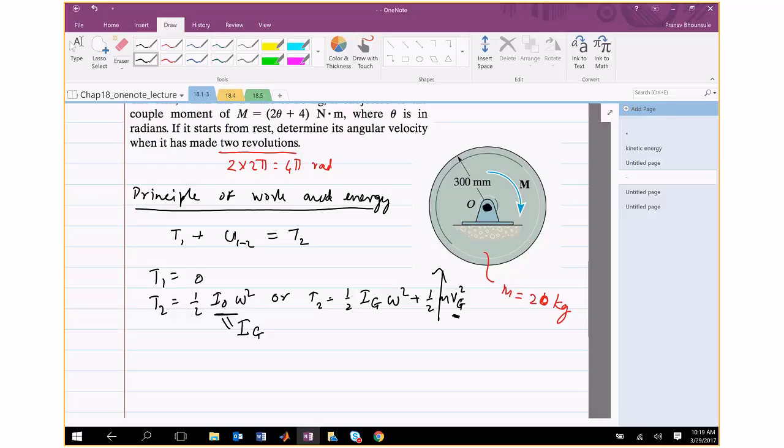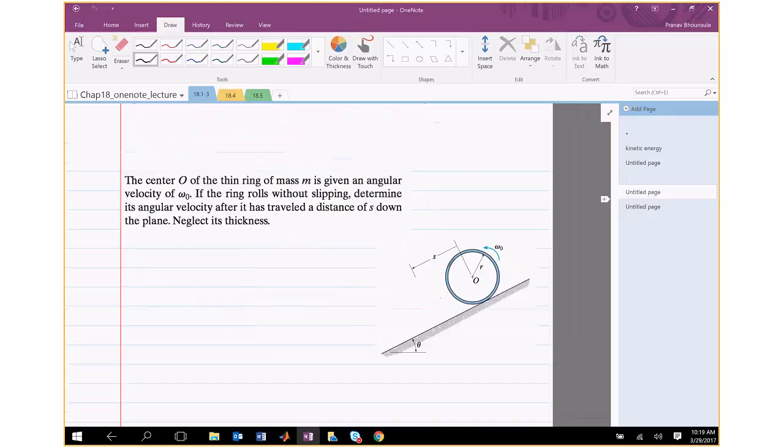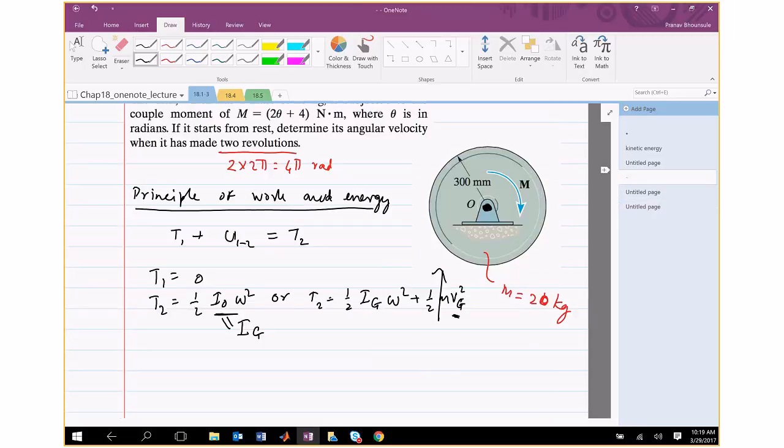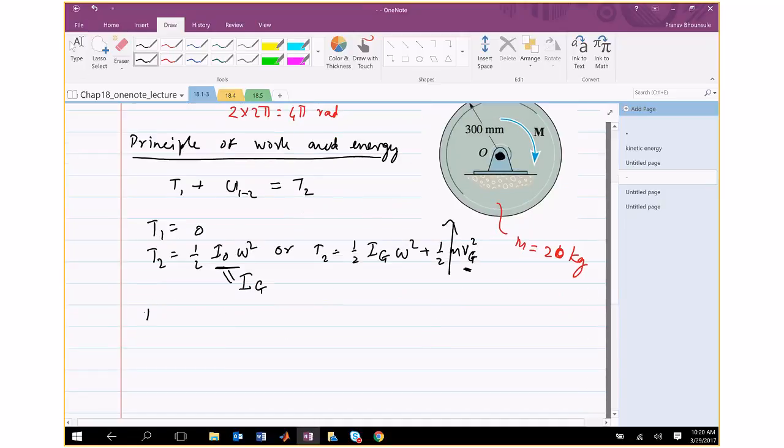But the other case is a pendulum, where you can try a pendulum problem and see that those formulas give you the same answer. I don't think I have a pendulum problem today. No, I don't. But you could try to find the kinetic energy of a pendulum both ways: half I O omega square, and half M Vg square plus Ig omega square. You will see that you get the same energy. Do that later. So the energy is half Ig omega square.